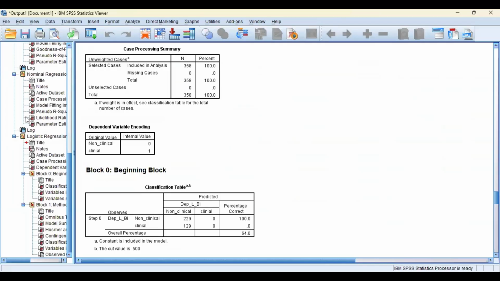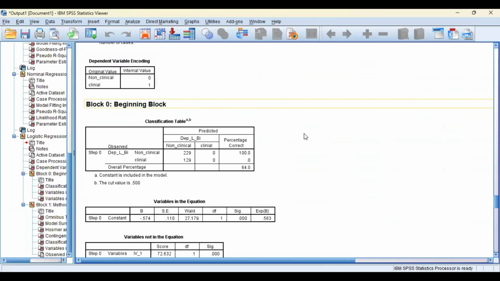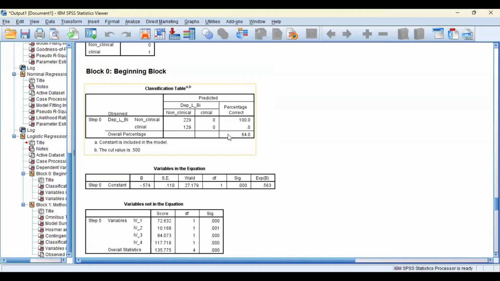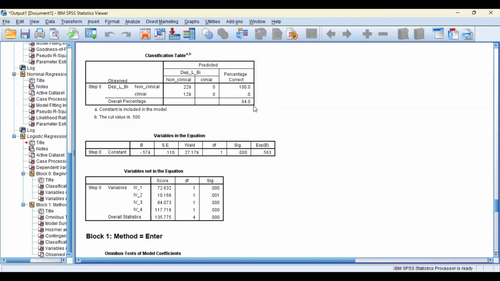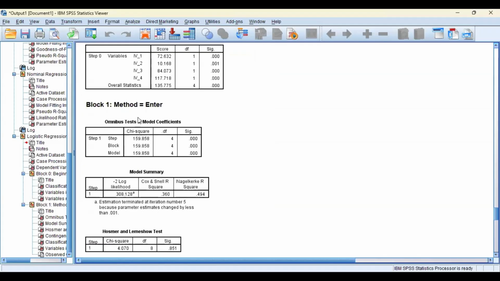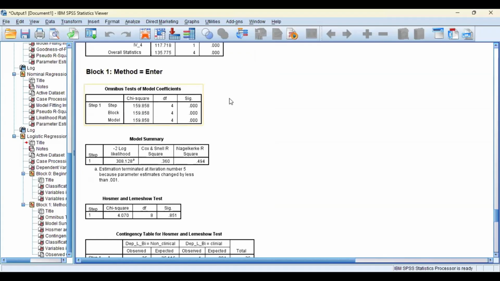Now in the output, the first point is that you don't need to check the Block 0 type of output. You go straight to Block 1, because Block 1 has the results relevant to your hypothesis testing.